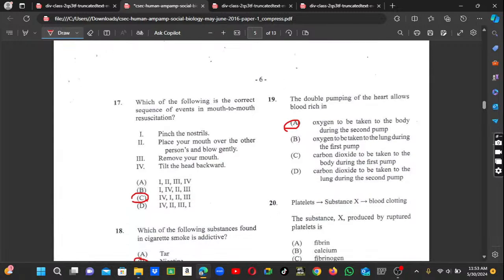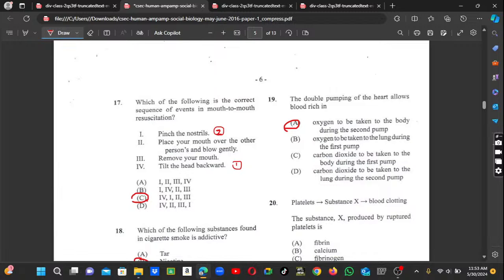Alright, number 17, which of the following is the correct sequence of events in mouth to mouth? We are talking about resuscitation. The first thing we have to do is to tilt the person's head backward. After we tilt their head backward, this would be the first step. Then we have to pinch their nostrils. After we pinch their nostrils, this would be the second step.